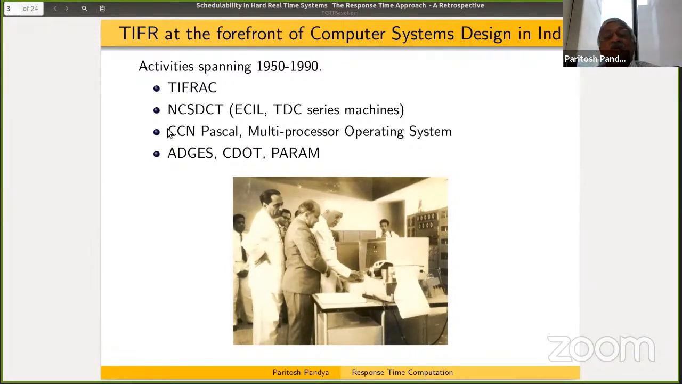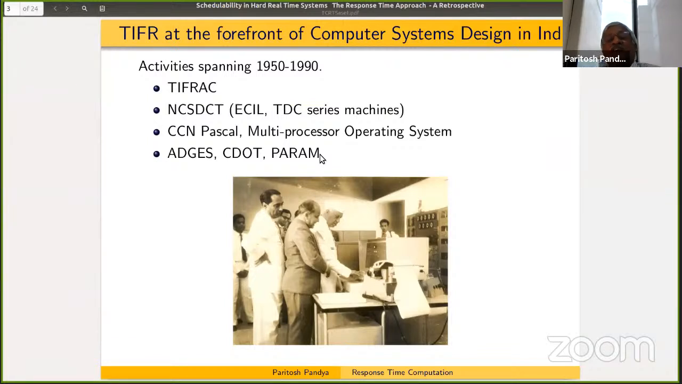At the same time, we at TIFR were also experimenting with state-of-the-art systems design technologies. There were multiprocessor operating systems, a programming language to write such an operating system, and a compiler for it. These were competing with the state of the art. I think Mathai was leading most of the CCN and multiprocessor operating system effort. There were other computing things: Adjust, C-DOT, Param.